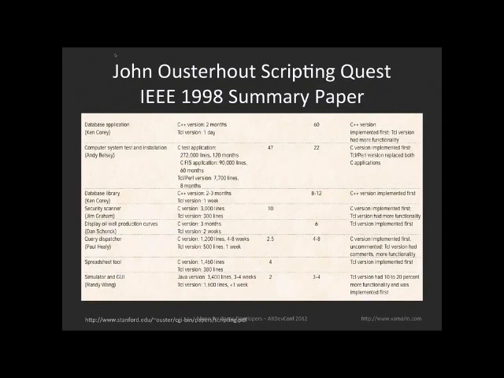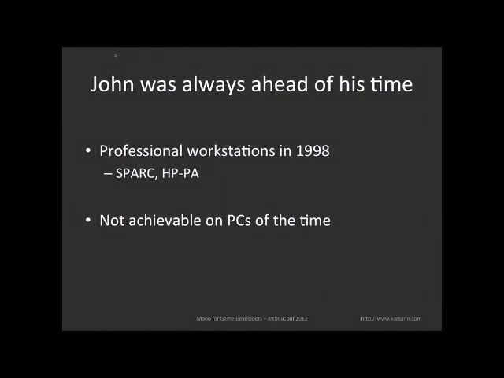Now, what happened with John's prediction is that you have to remember this paper was published in 1998. He was ahead of his time. And you have to remember that John was working around this time from 1992 to 1998 with some high-end hardware, SPARC computers, HPPA computers, but none of these things were actually suitable with the hardware of the time.